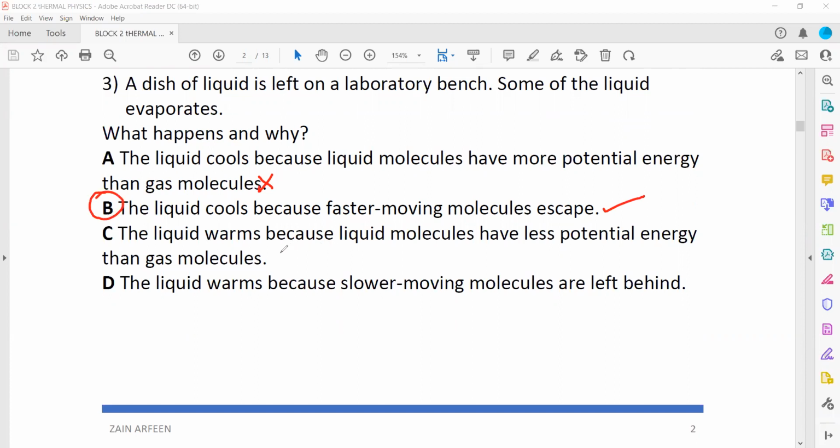The liquid does not warm up. That is totally wrong, because whenever evaporation occurs, evaporation is a cooling process, and in this process, the molecules which are left behind will have lower energy.